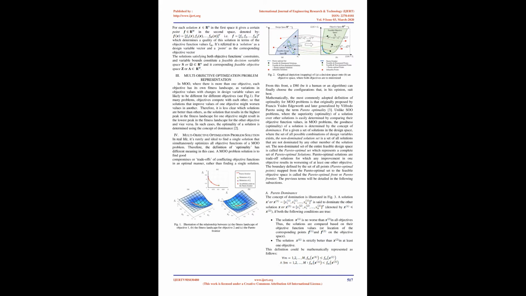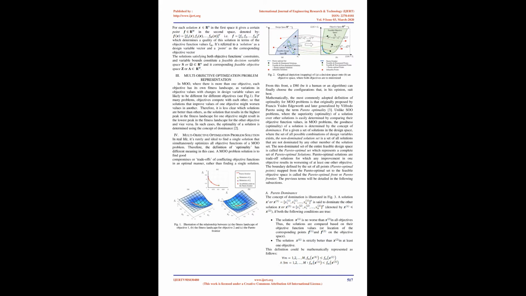For each solution in the first space, it gives a certain point in the second space, which determines the quality of this solution in terms of the objective function values. A solution is referred to as a design variable vector and a point as the corresponding objective vector. The solutions satisfying both objective function constraints and variable bounds constitute a feasible decision variable space S and its corresponding feasible objective space Z.